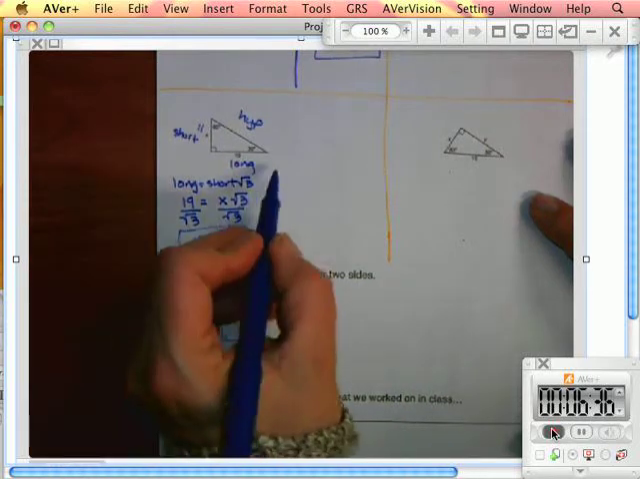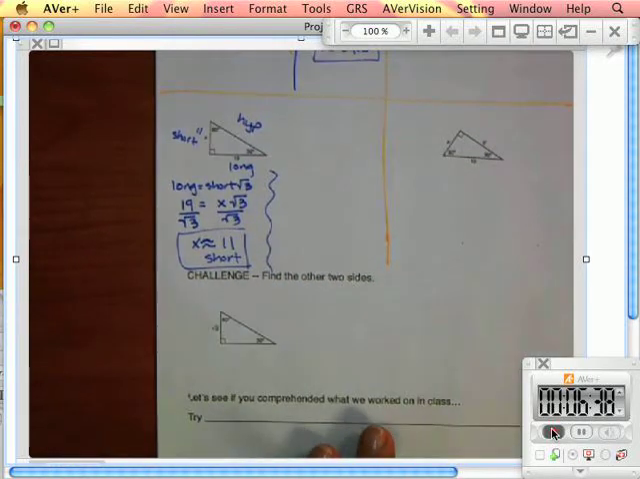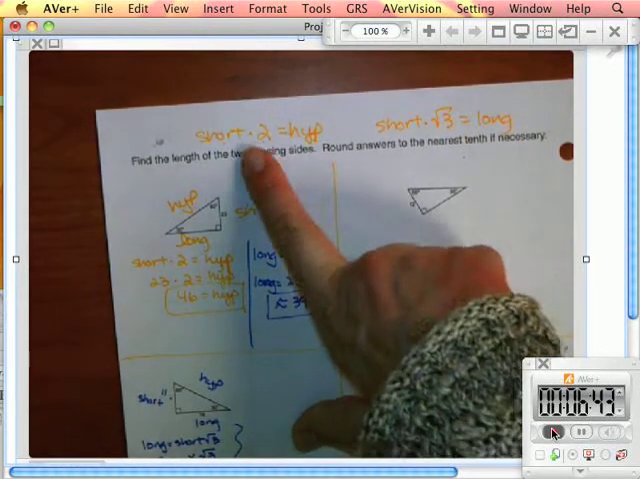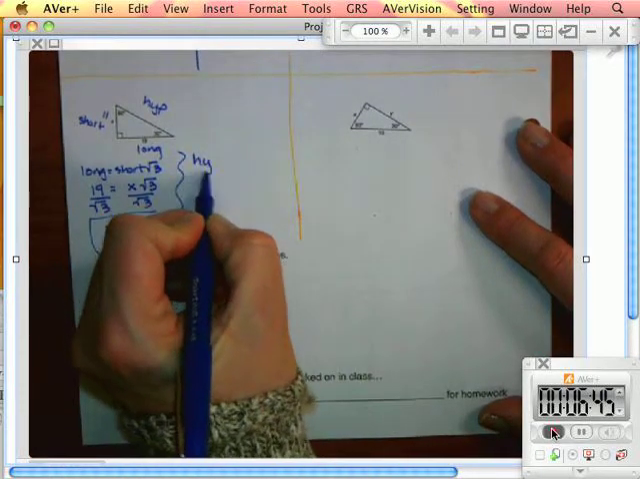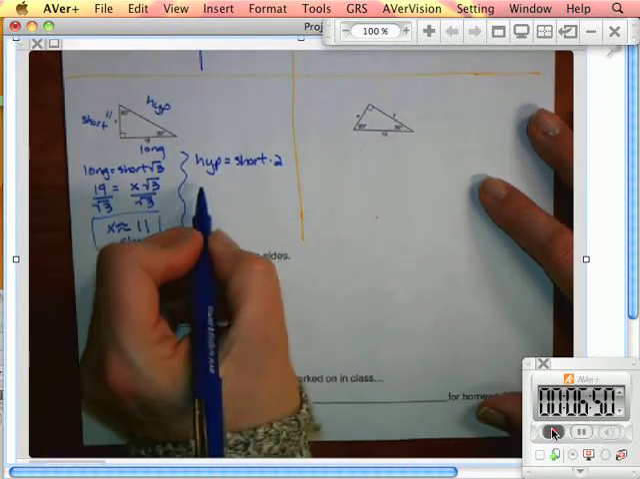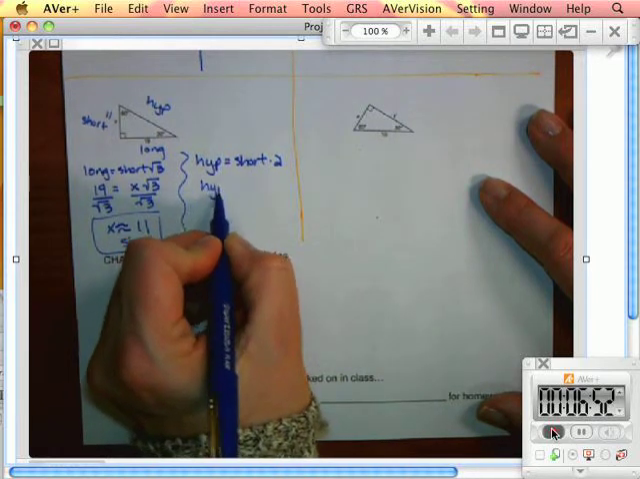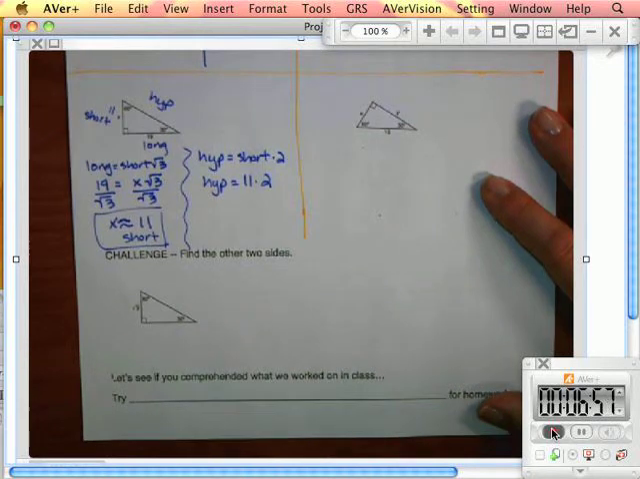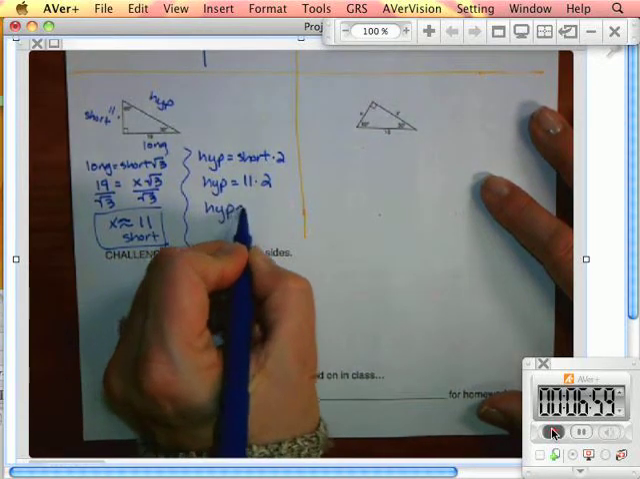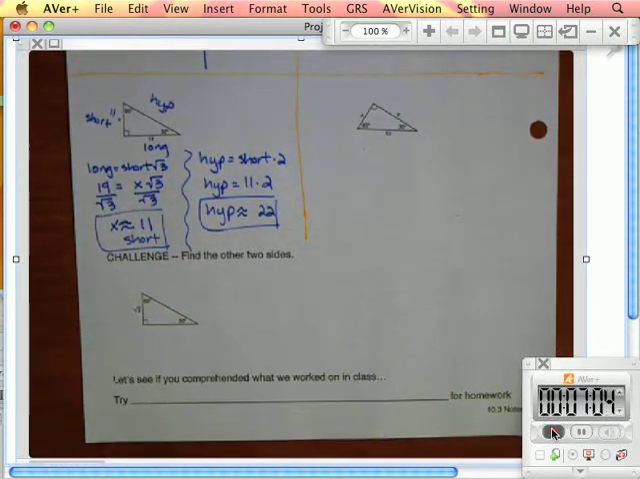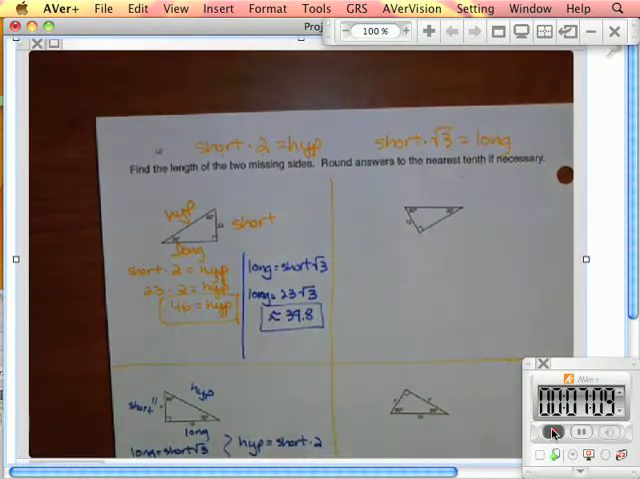Now I'm going to figure out what the hypotenuse is because I know the short side now. Hypotenuse equals the short times 2. My short is 11. How long is my hypotenuse? 22. Approximately, because we did round at one point. There we go. So you look at the picture and say, what do I know? What equation do I start with? And then go from there.